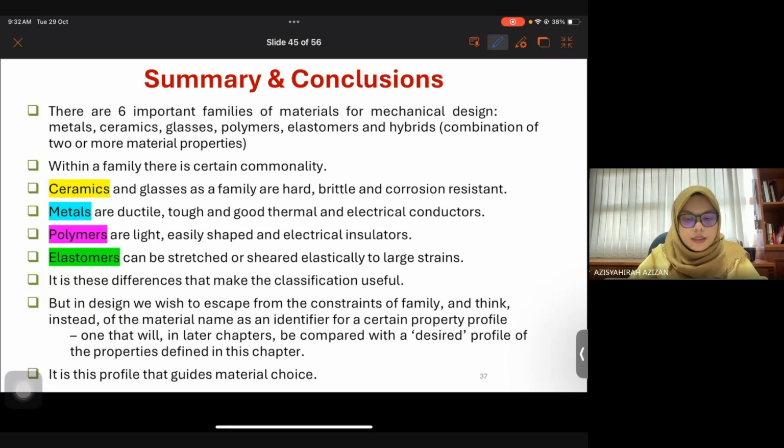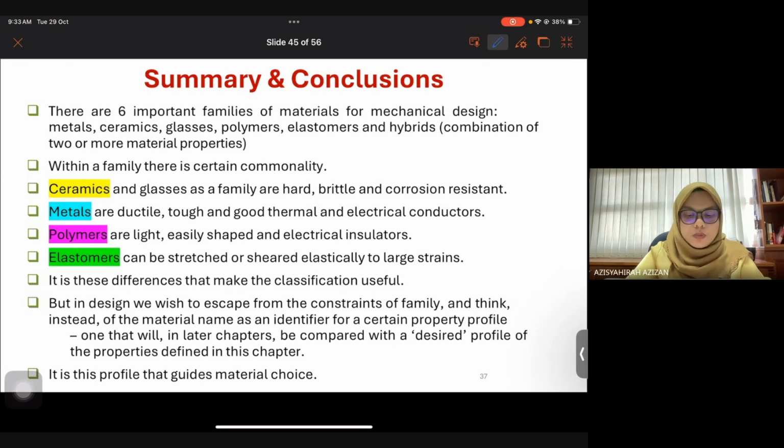Okay, so within a family, there is certain commonality, which means metals will have their own traits, ceramics will have their own traits, and so on. So ceramics and glasses are hard, brittle and corrosion resistant, while metals are ductile, right? Metals are tough and good thermal and electrical conductors. While polymers are light, easy to shape and good electrical insulators. We also have elastomers. Elastomers can be stretched or sheared elastically to a large strain. It is this difference that makes the classification useful.